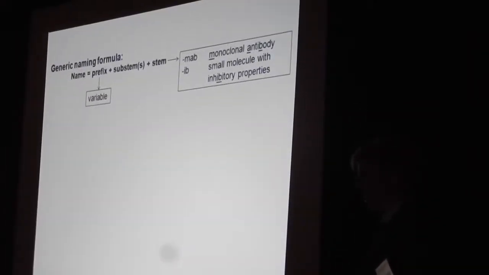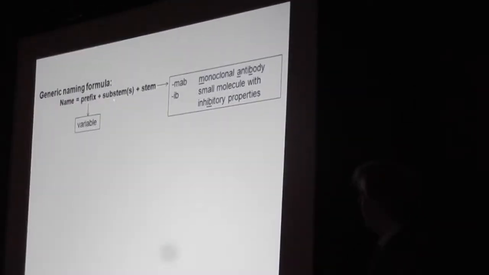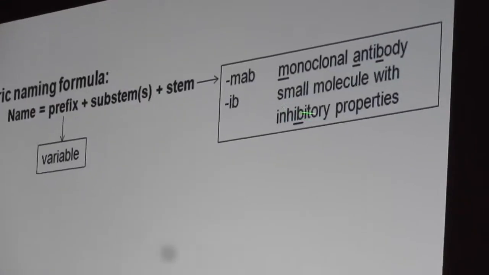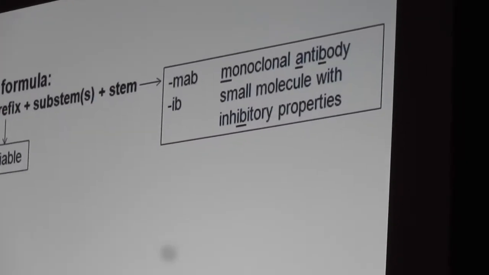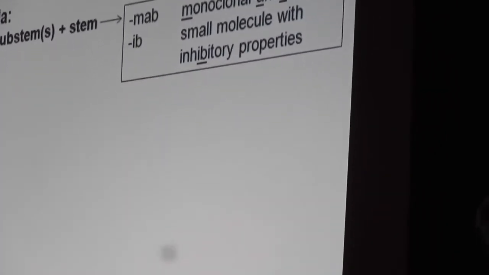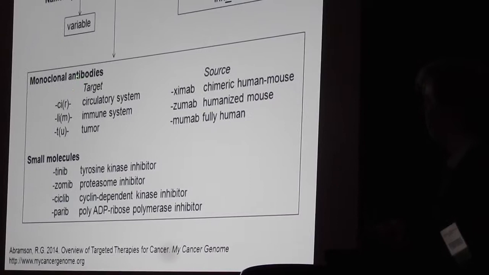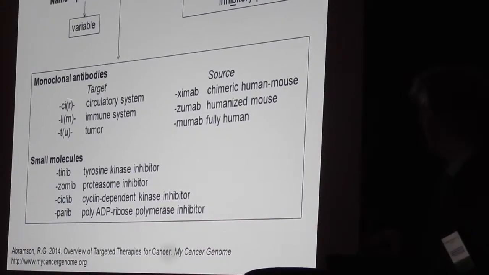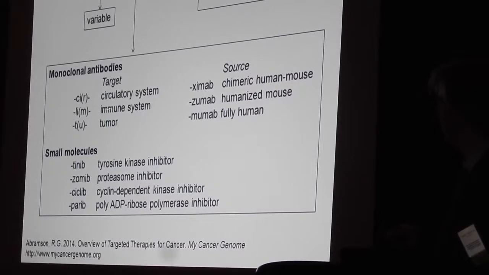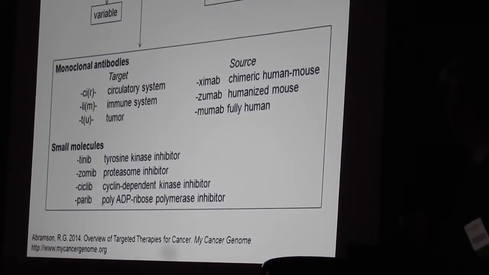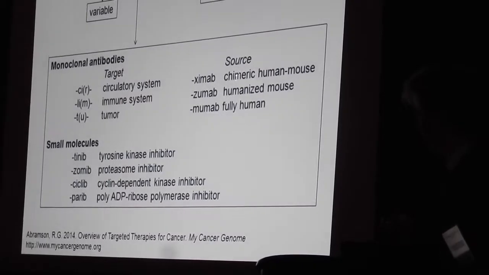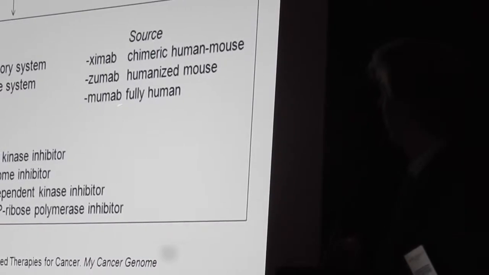Now, these all have interesting names. As you know, they have the prefix and a stem and a substem. And from this stem, you can glean whether it's a monoclonal antibody or a small molecule inhibitor. The prefix is variable. That's the name of the group that develops the drug to use. And then the substem gives you some type of idea on the target. So for example, for monoclonal antibodies, these letters here can tell you whether it's targeting the circulatory system, the immune system, or the tumor. And then what type of monoclonal antibody is it? Is it a chimeric human mouse, a humanized mouse, or a fully human monoclonal antibody? That's going to be told by this stem here.